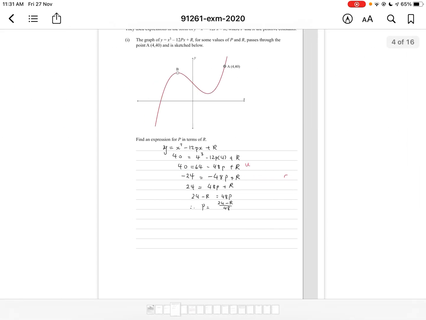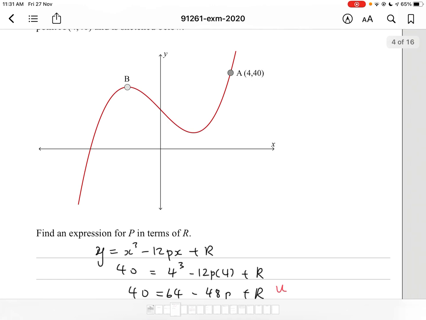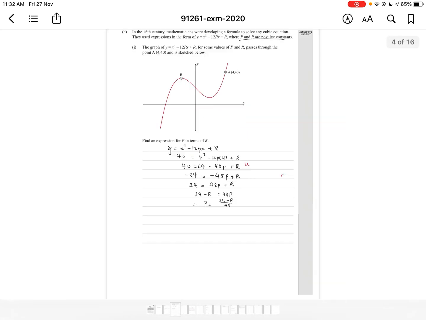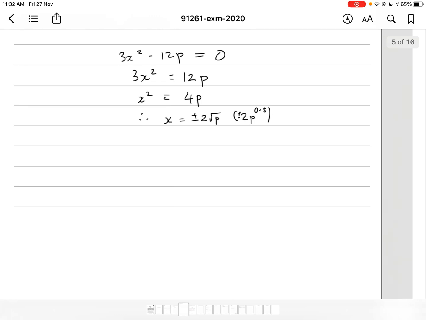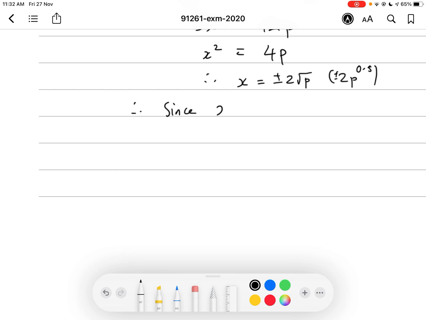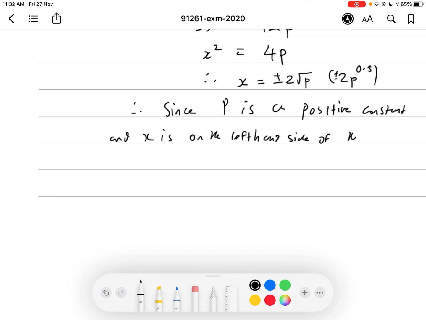In this case, we're going to be looking geometrically at our point B. It's on the left-hand side of the y-axis, and therefore the x value at point B must be negative. And since the question tells you that p and r are positive constants, we know p is bigger than 0. Therefore, we know that x has to be negative 2 root p because it's on the left-hand side of the y-axis. So we can say that, since p is a positive constant and x is negative, therefore x equals -2p to the power of 0.5.